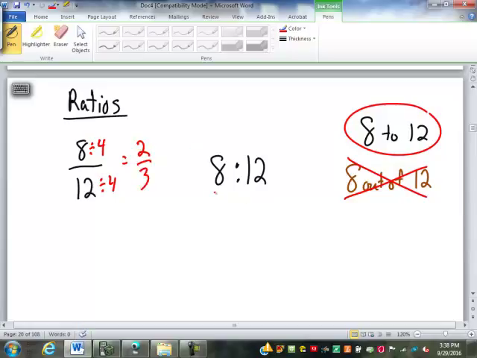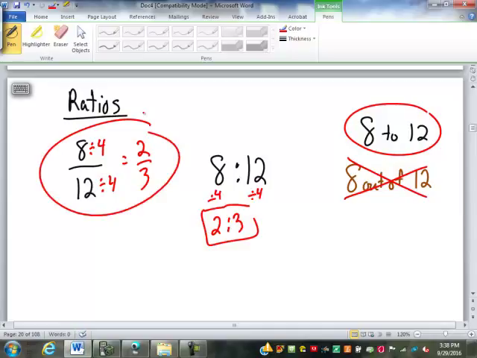Now we can do the same thing in this notation. We can divide both the 12 and 8 by 4. It gives me a 2 to 3 ratio. It's just we're used to doing it as fractions. It's natural for us, so it's not really a new thing to do it in that form.